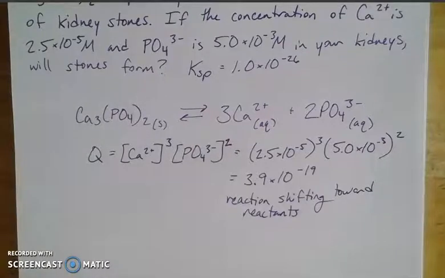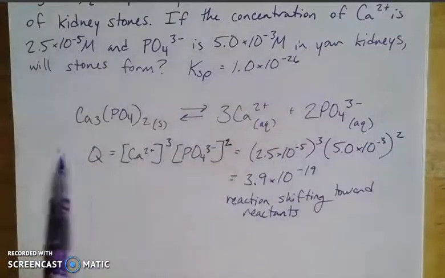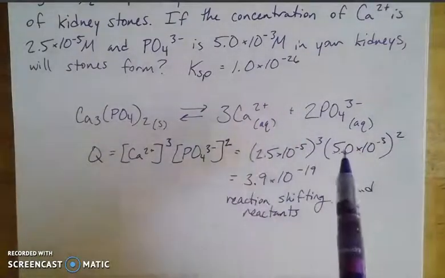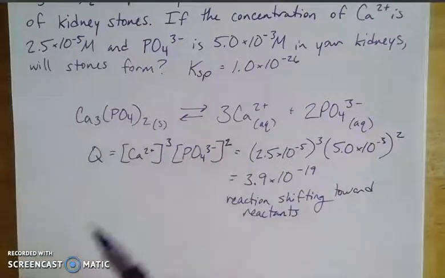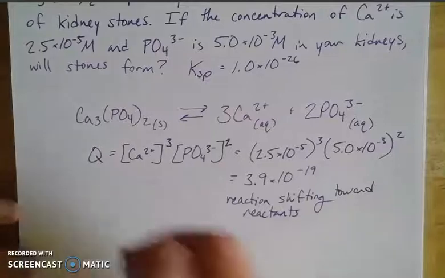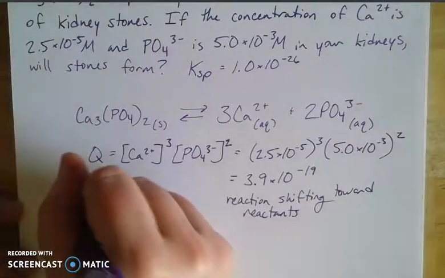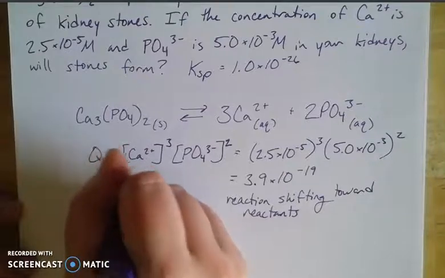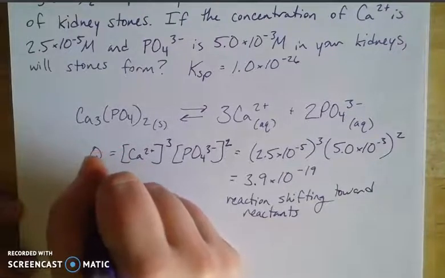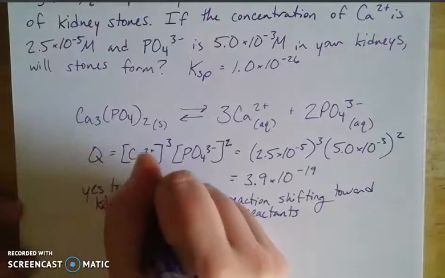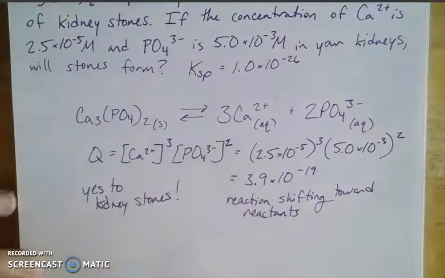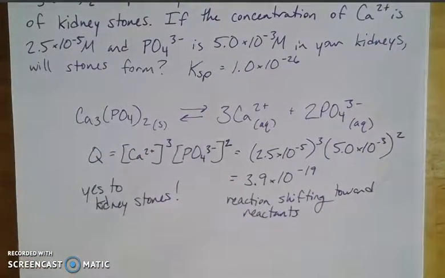So what does that mean functionally for this particular reaction? I had ions in solution. If it's shifting towards the reactants, that means more solid is precipitating out. So yes, we are getting more kidney stones. One doesn't usually say yes to kidney stones, but that's what's happening in this particular reaction.